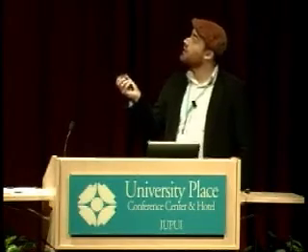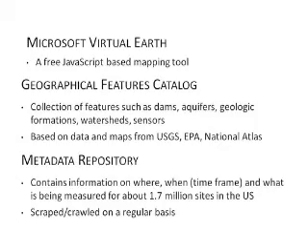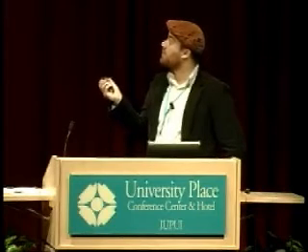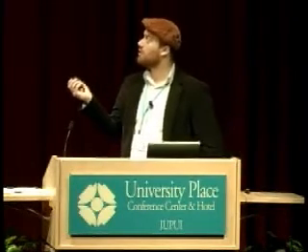Here we have the mediation layer that takes care of semantics, syntactic, and structural mediation. And at the top, we have data retrieval tools. There could be desktop tools as well. And as I said, the mapping is Virtual Earth. The catalog is data from, the maps are from USGS, EPA, and National Atlas. And currently we have data on dams, aquifers, geologic formations, watershed sensors, also ecoregions that are not listed here.